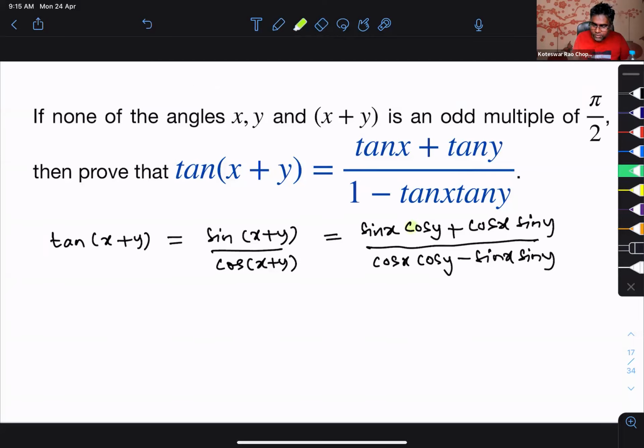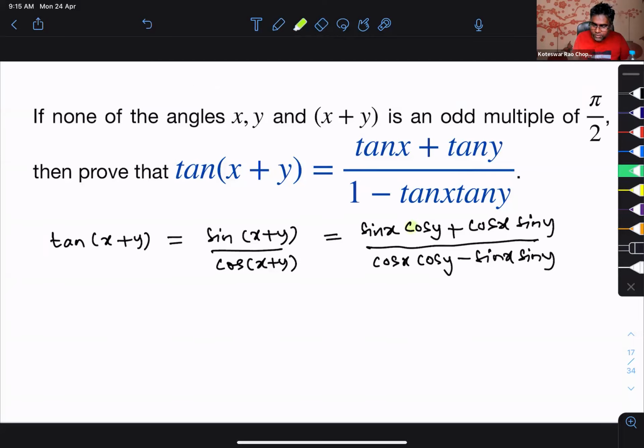Okay, now once you get that, what you can do is the same kind of manipulation that we were doing, or you can start by writing sin by cos. So your tan of x minus y will be sin of x minus y by cos of x minus y. So this is sin x cos y minus cos x sin y, and then in the denominator you have cos x cos y. So this will become plus here. Okay, so keep that in mind.